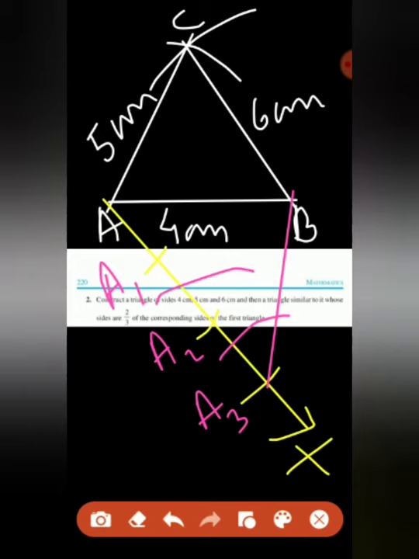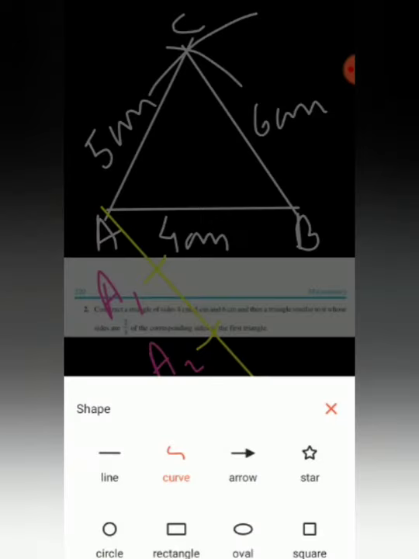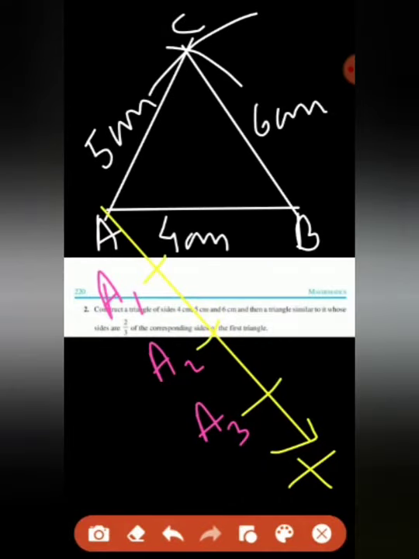After making an arc, what you will do is measure the distance. Then you will join this A3B.